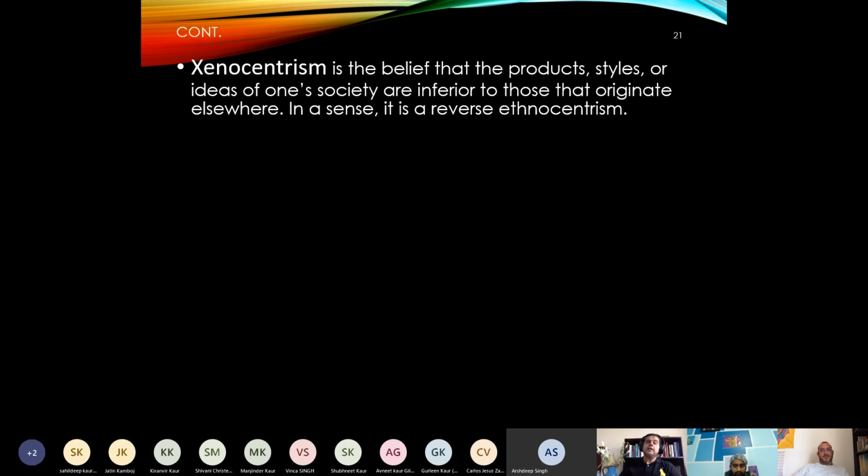Let's now go to slide 21, xenocentrism. This is a new terminology, a little different from ethnocentrism and cultural relativism, and we didn't discuss it before. It is pronounced as xeno. I know it begins with X, but it is pronounced as a Z. So xenocentrism is the belief that the products, style, or ideas of one's own society are inferior to those that originate elsewhere. And most of the students here are either from India, China, South America, right?